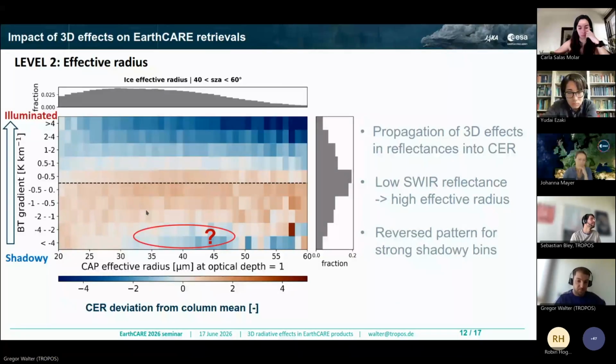Here I also want to mention that short-wave infrared reflectances which are too low often don't get accounted for in the EarthCARE retrievals. So we are also missing some values, which might explain why we have again this negative sign for shadowy pixels, which I did not expect, but the overall pattern is still in agreement with the findings. So we again have a propagation also into the effective radius.